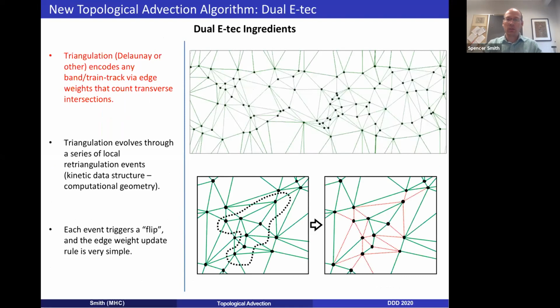We are going to introduce this new algorithm. I'm calling it dual E-tec for right now. It might be a different name at some point. It's just our working name. But it starts with a few ingredients.